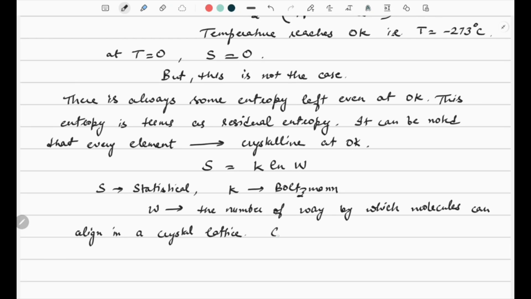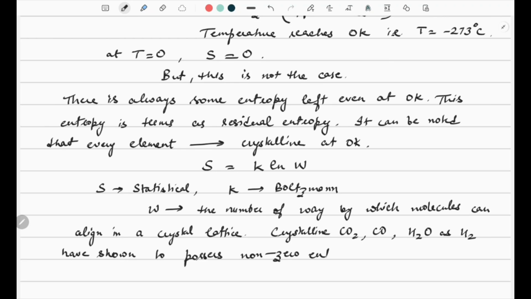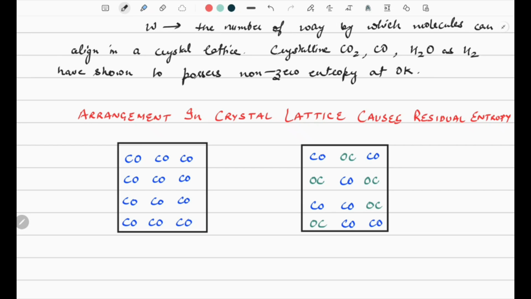Now crystalline carbon dioxide, carbon monoxide or water as well as hydrogen have shown to possess non-zero entropy at 0 Kelvin. That means they all have what we call residual entropy. Now, arrangement in crystal lattice causes residual entropy.